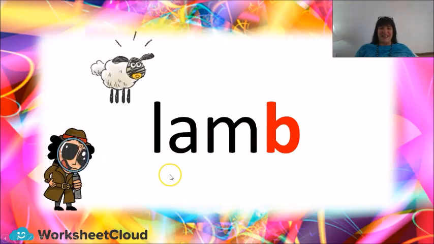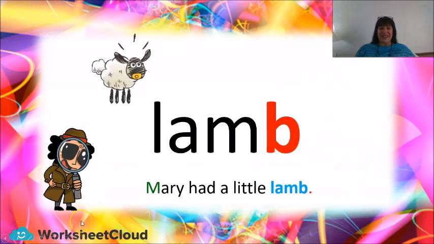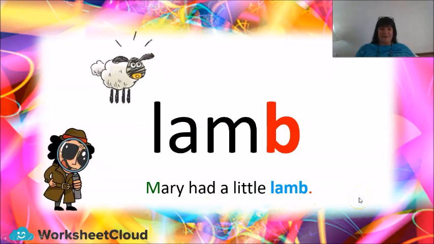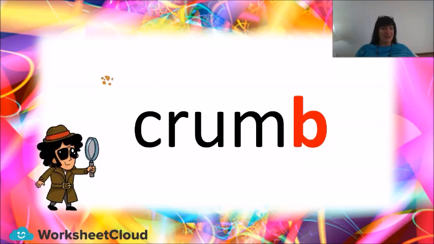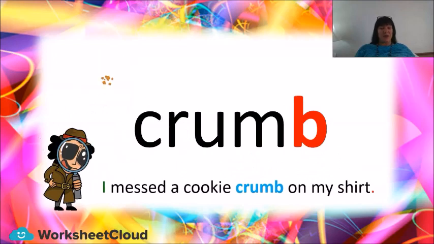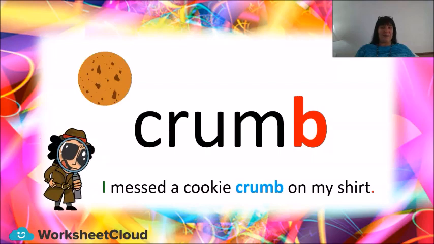Let's go through these. Lamb, with our silent B at the end. Our sentence says, Mary had a little lamb. Crumb. Oh, I'm sure you enjoy eating cookies and then you leave lots of crumbs lying around. I messed a cookie crumb on my shirt. Crumb with a silent B.